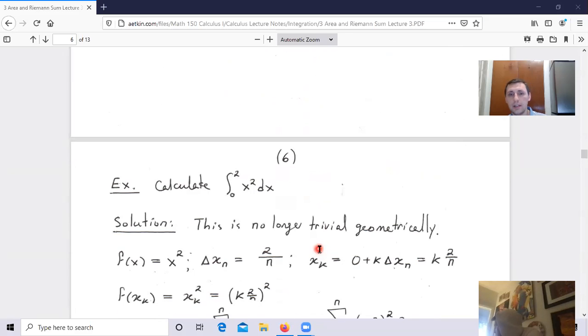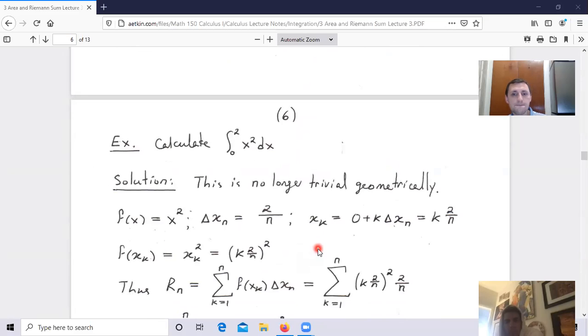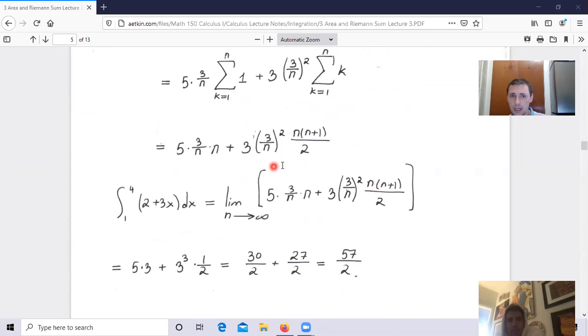All right, here is another example. Here we can calculate the integral from 0 to 2 of x squared dx. Again, this is no longer so trivial. Like here, I could have used geometry to figure what it is. You see, if I draw it, I'm integrating below a line, which means I'm dealing with a polygon, right?